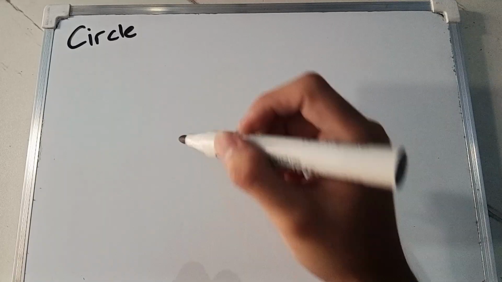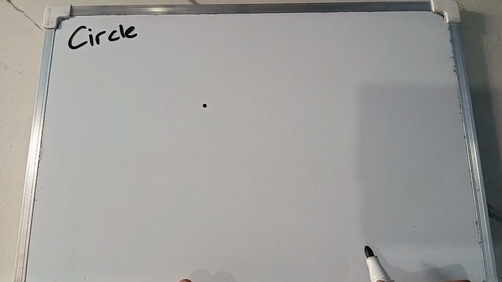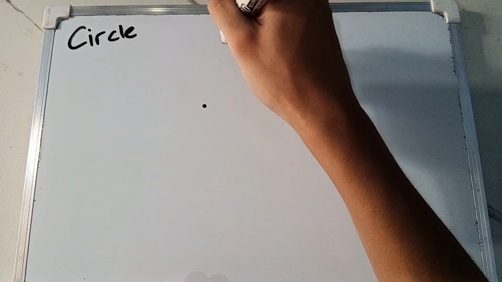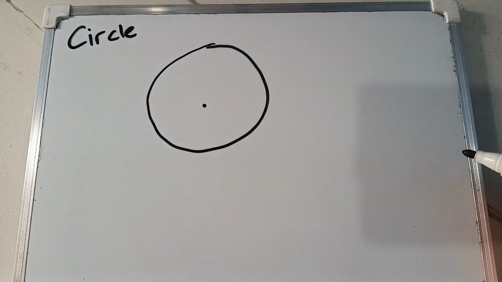So when we say circle, it is a set of points in a plane that are equidistant from a fixed point. So let's say this is the fixed point. And the set of points looks like this. Yeah, that is a circle.